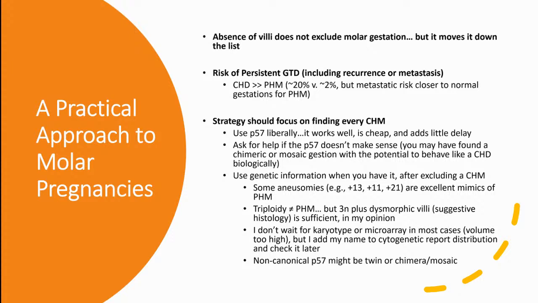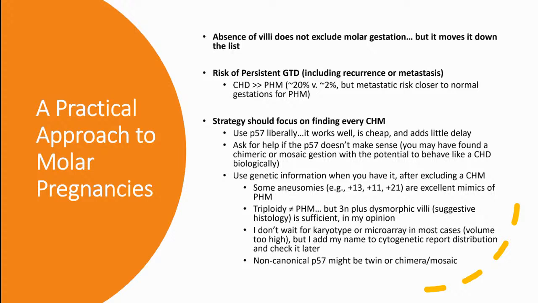If you have genetic information, use it, but think about it more after you exclude a complete mole, because they're diploid. And so, just because it's diploid, don't say you're done. It's particularly helpful for weeding out the aneuploidies. And so I showed examples of trisomy 13, I mentioned 11, and I showed another example, 21. All of the aneuploidies to some extent can give you partial mole-like mimics.